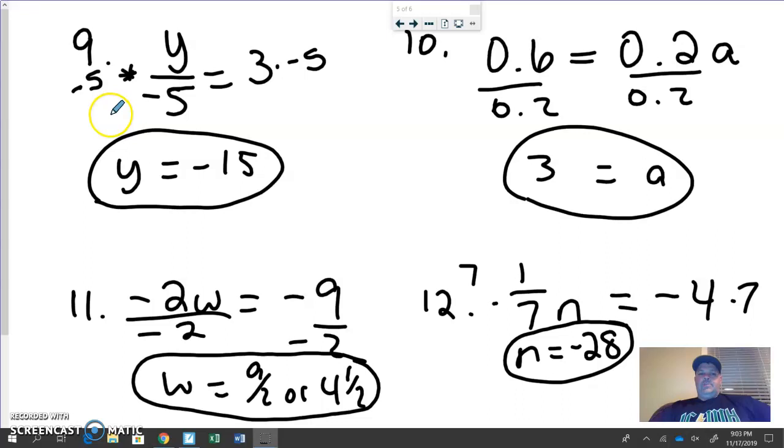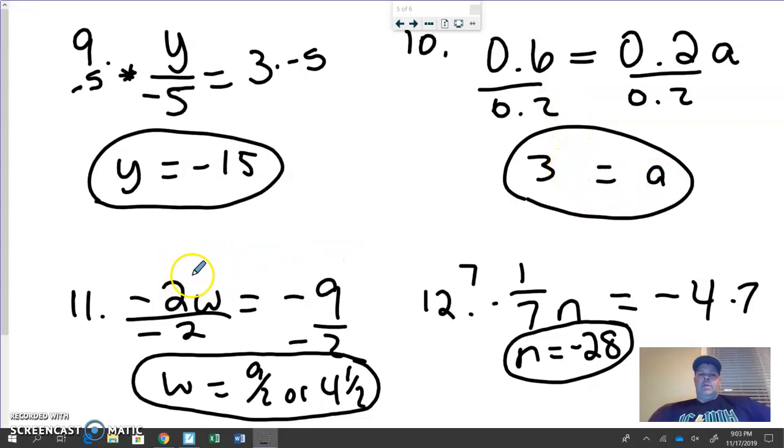For your answers to these problems, I see that this is a division problem by -5, so we are going to do the opposite, which is multiply by -5. So 3 times -5 gives us y equals -15. This problem is a multiplication problem. We are going to do the opposite, which is division. When we divide by 2/10, we will get a equals 3.